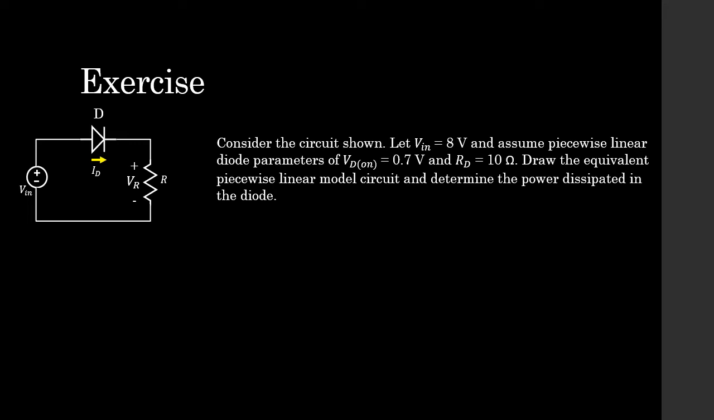And here we have an example to take us through the piecewise linear model. We've got a very nice circuit with a source in series with a diode, in series with a resistor, nice and easy three-element circuit. So consider the circuit shown, let the input voltage be 8 volts, and assume piecewise diode parameters of, wow, they've actually given these to us. Diode on voltage of 0.7 volts, must be silicon, diode resistance of 10 ohms, and then go ahead and draw the equivalent piecewise linear model circuit and determine the power dissipated in the diode. Let's get cracking.